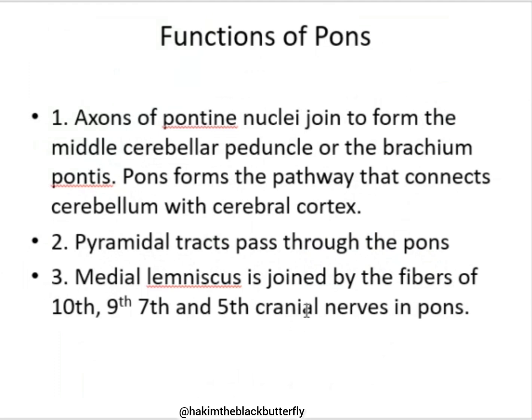So the functions of the pons are the functions of the vital centers located in it, the functions of the cranial nerve nuclei, and the functions of the tracts.